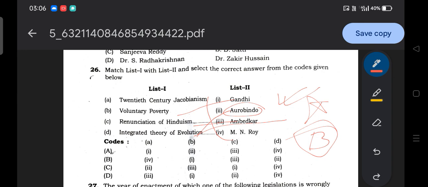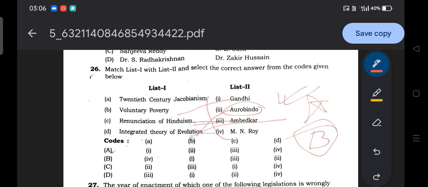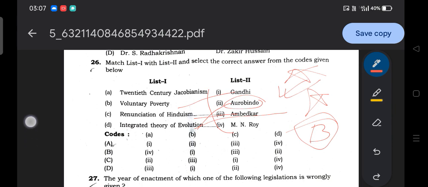This is a different concept on Indian political thinkers. They can ask a correct or incorrect pair question in our examination. Here we get the concept voluntary poverty, Gandhi, and we have to remember the Jacobinism concept. What does Jacobinism mean? Go and search. This is your homework.